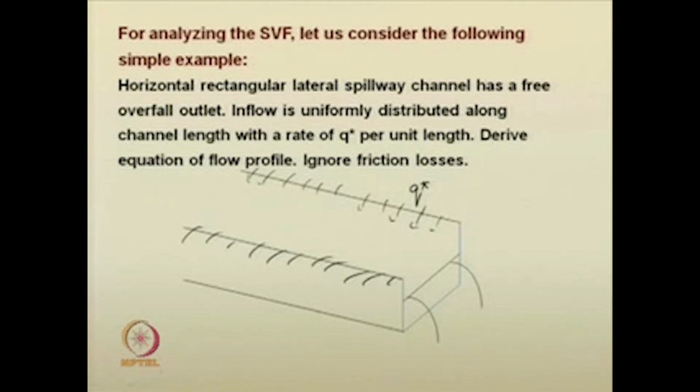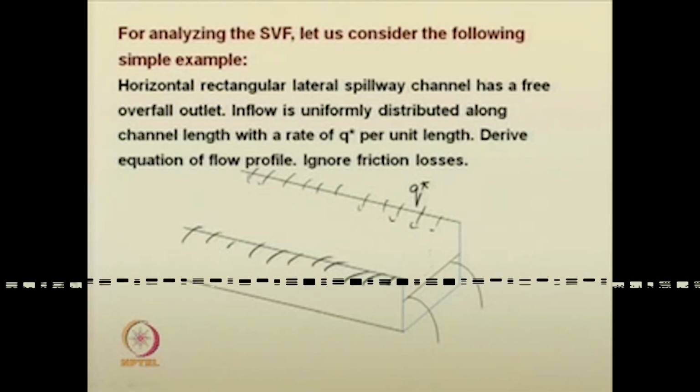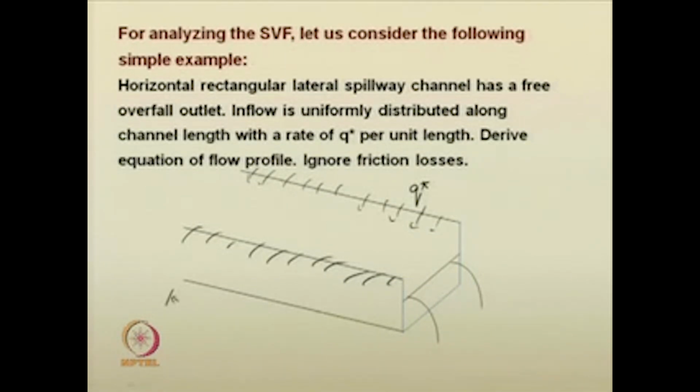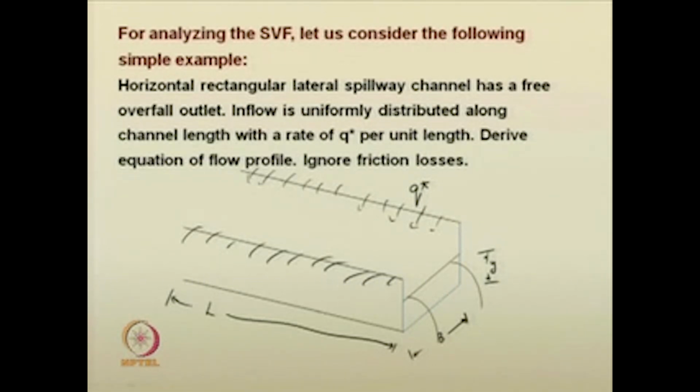So, this is a very interesting problem. You can see that this is a horizontal channel, means water is coming into this channel. The length of the channel, let us assume it as capital L. Then the width of the rectangular channel is capital B according to our normal convention. Depth of flow at any location is y, right. So, based on this, how will you obtain the flow profile?